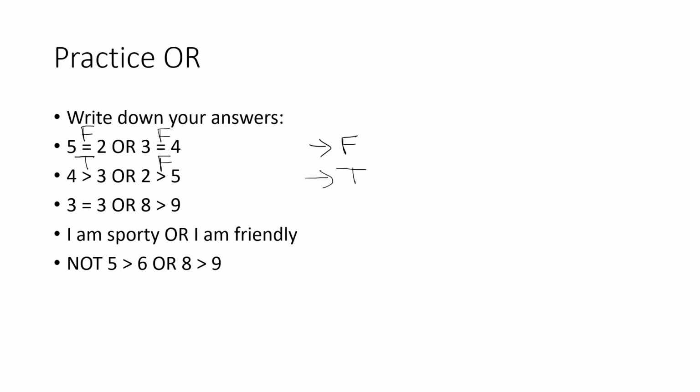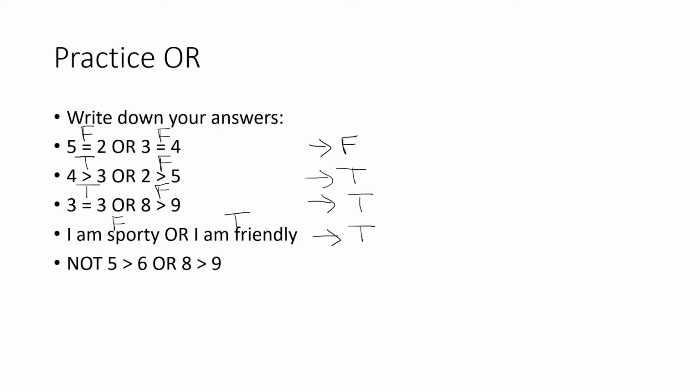Then is 3 equal to 3? That is true. Is 8 greater than 9? That is false. But a true or a false is a true. So we've got a true on the output. I am sporty. Well, I'm not really sporty. You can answer this as you see fit. No, I'm going to put false. Am I friendly? I am friendly. And that is true, yes. So my overall output is true. A false or a true is a true.